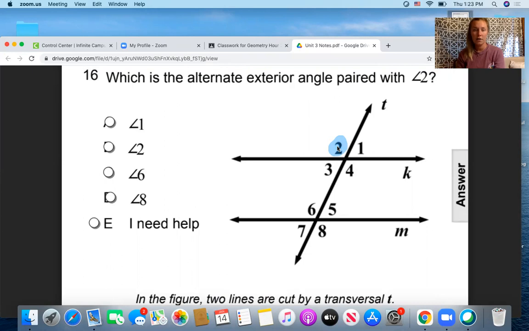Ready? 1, 2, 3. Perfect. All right, great job, guys. And it is right there.